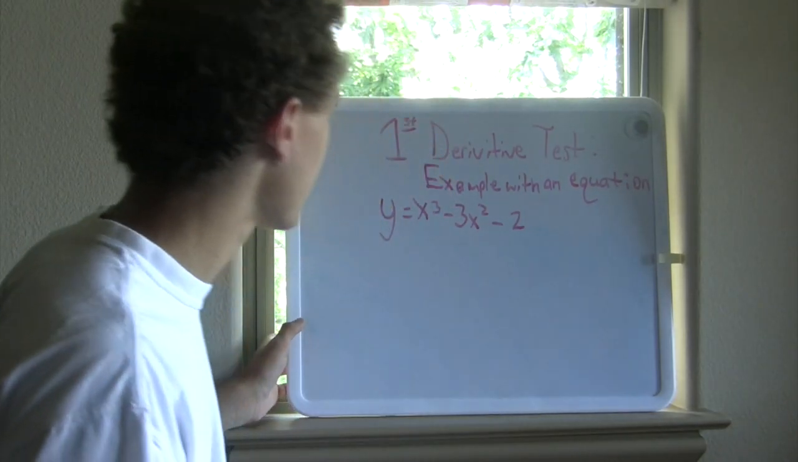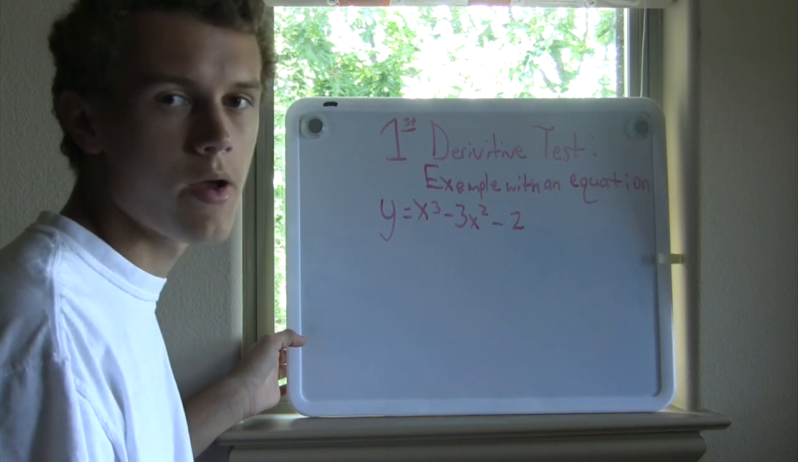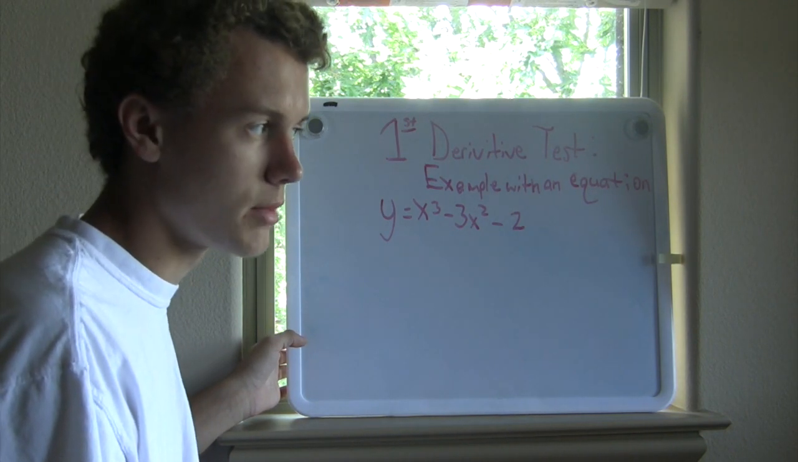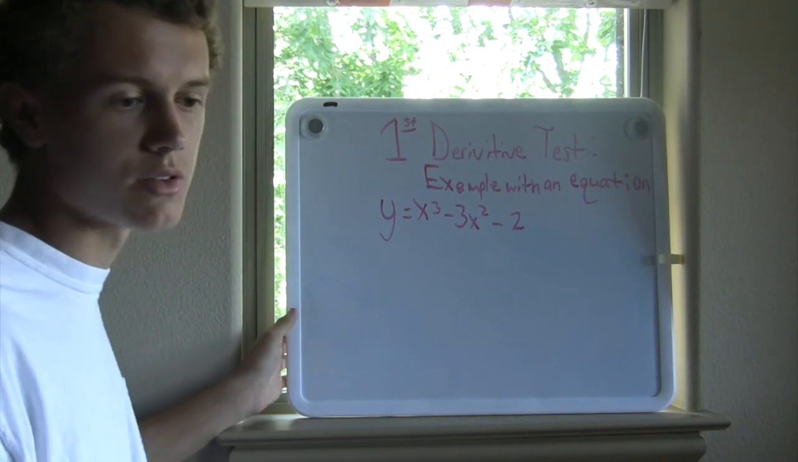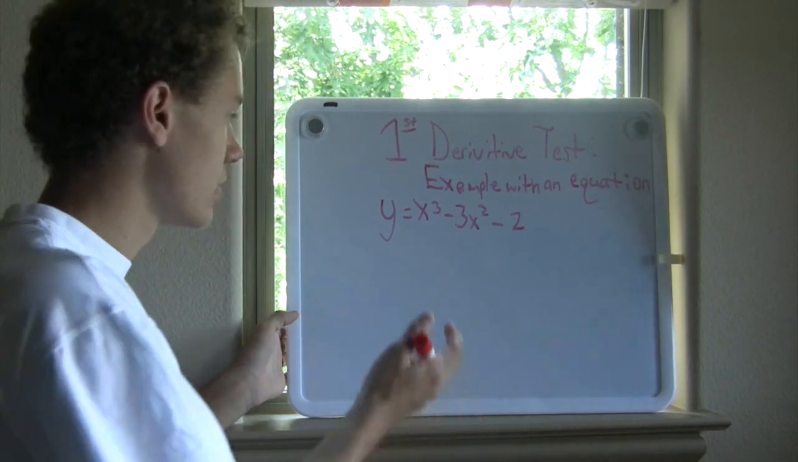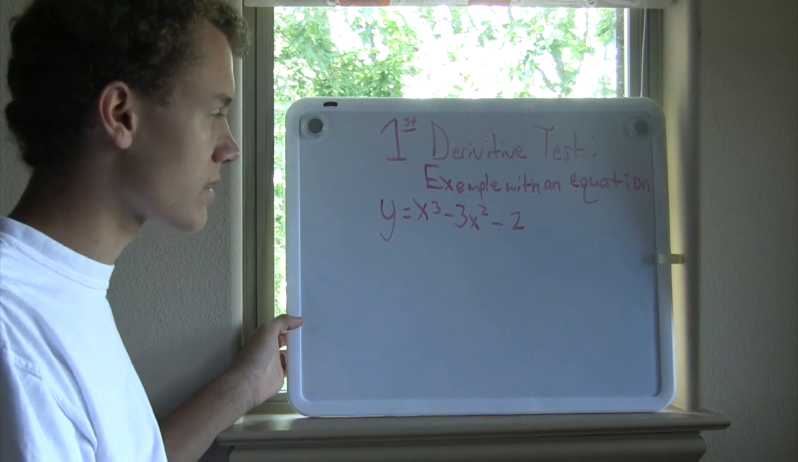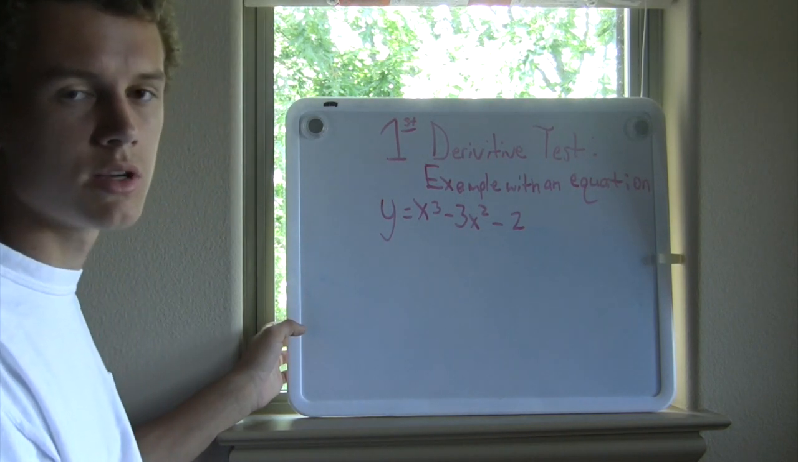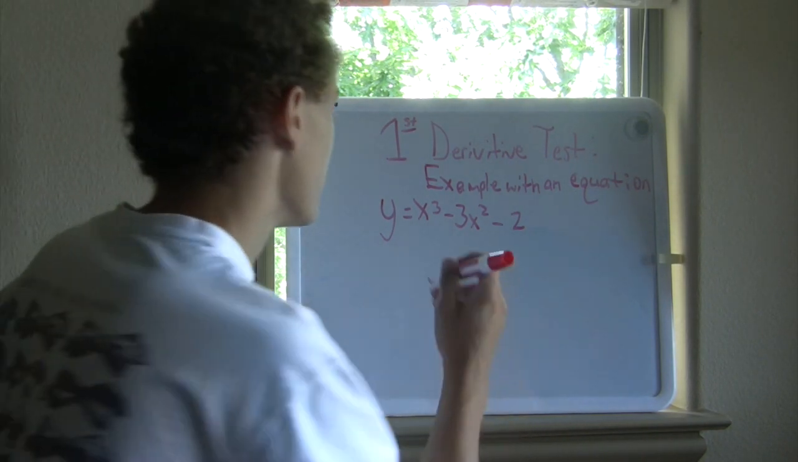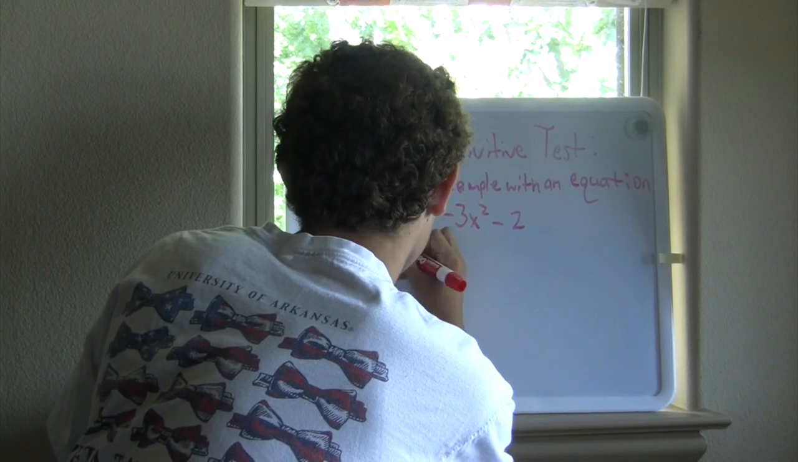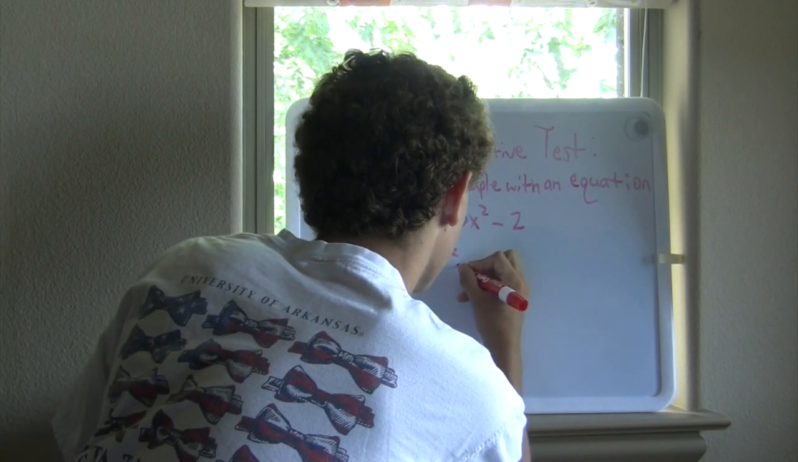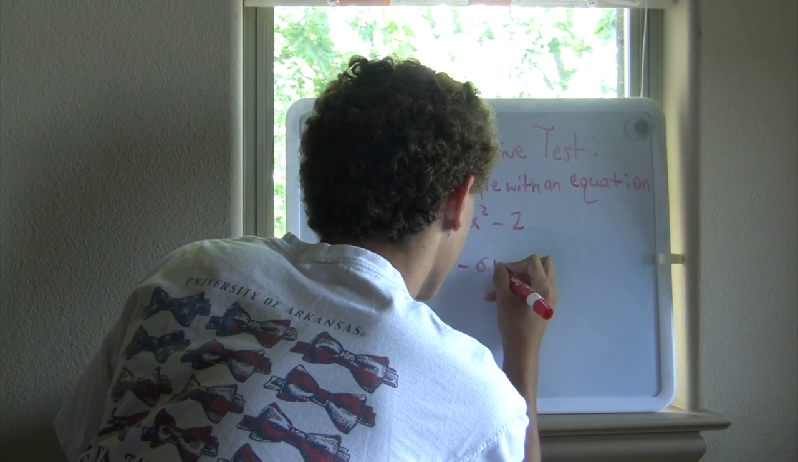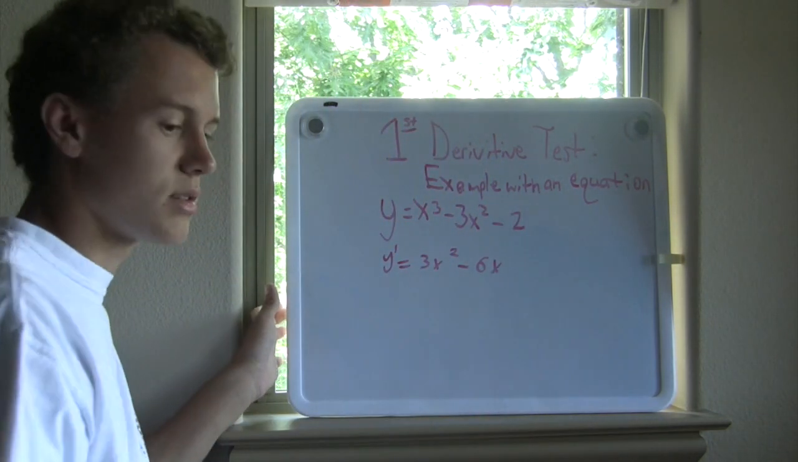In the last segment, Kai gave an example using a graph to find the local mins and maxes. This time, I'm going to show you with an equation how to use the first derivative test. Here we have the equation y equals x cubed minus 3x squared minus 2. The first thing we have to do is take the derivative. y prime is equal to 3x squared minus 6x, and that's it. We get rid of the constant.